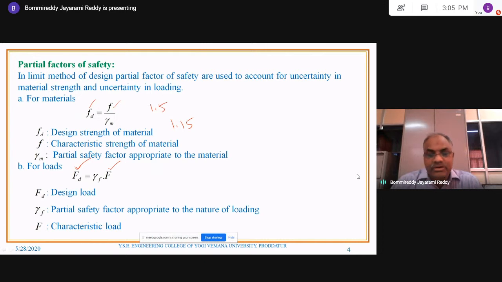And what are the different types of loads in the normal way? Dead load, live load, wind load, earthquake load. These are the major loads that normally come on the structure. And of course in some special cases of structures, other loads may also be considered for the analysis and the design. So according to the nature of the load, the gamma F value varies.